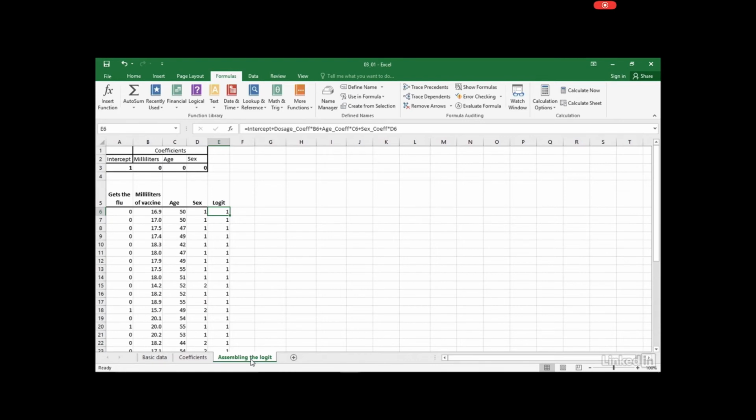Now, notice that the initial logits in column E at present all equal 1, and that's because of the current values that I've assigned to the intercept and the coefficients, 1s and 0s. So the intercept is defined as equaling 1, and at present the coefficients for the dosage in milliliters, the age, and the sex are all 0, so the result of adding those in the equation is also 0, and the logit there must return a 1.0 at present. So next we'll look at moving from the logit to the probabilities.